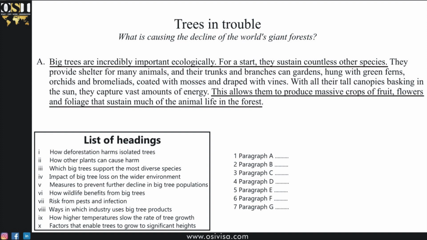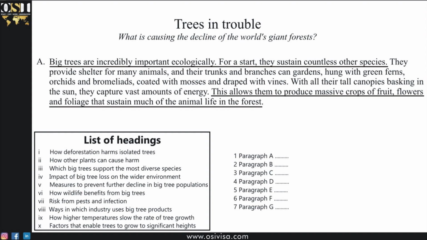It says this allows them to produce massive crops of fruit, flowers, foliage that sustain much of the animal life in the forest. Now it says this allows them to produce. So basically the word them refers to trees again. So trees are producing fruits, flowers, foliage that support the animal life in the forest. It says much of the animal life, so different types of species we can assume.